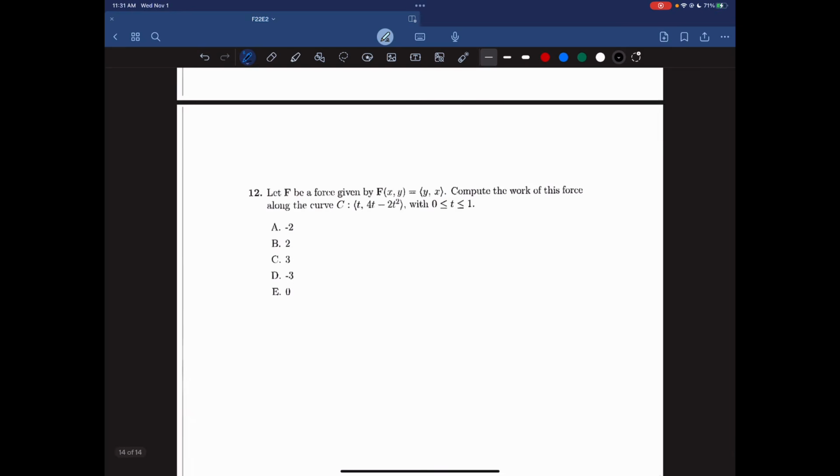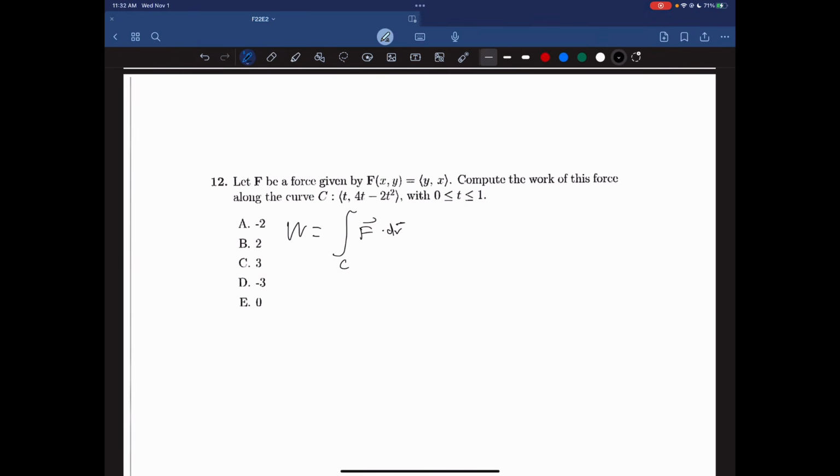Number 12. Let F be a force given by F of xy equals y, x. Compute the work of this force along the curve C. This curve is t, 4t minus t squared, with 0 less than or equal to t less than or equal to 1. So we know work is just the integral over curve C of F dot dr. That should work in this case because these are pretty easy to compute.